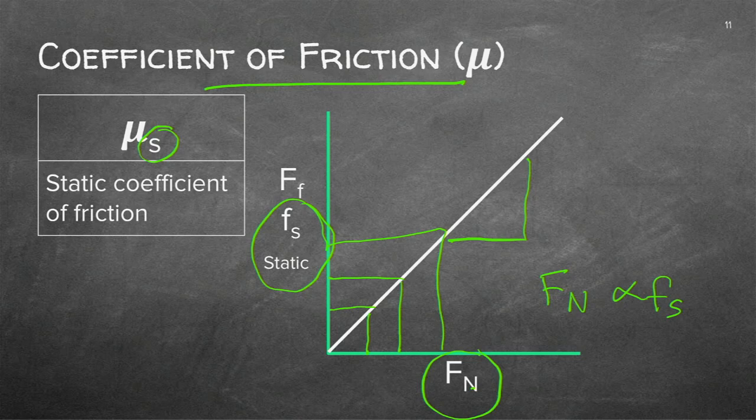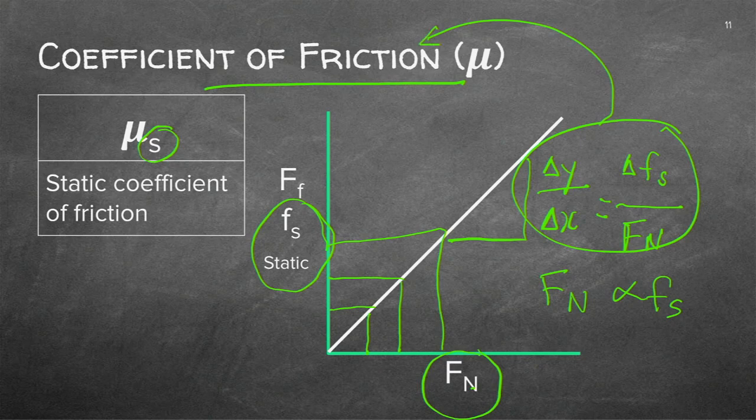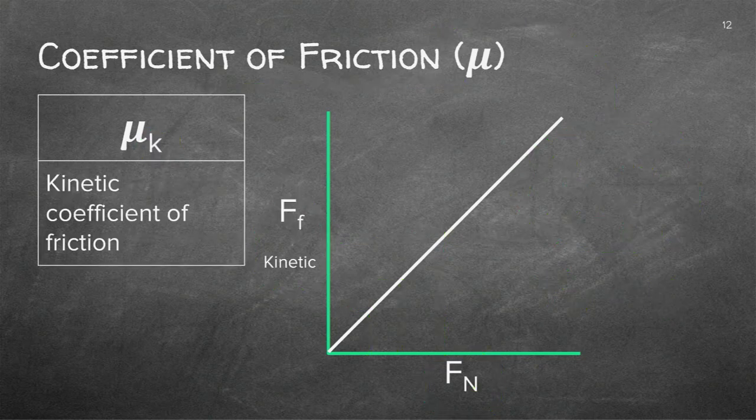So how do we get the gradient? Remember what we did with graphs? We said it's the change in the y values over the change in the x values. Now, in this case, it will be the change in the frictional force, static, over the normal. So I can actually work out the coefficient of friction. Exactly the same with kinetic friction. I've got kinetic friction on my y-axis and I've got the normal there. And I can actually calculate the kinetic coefficient with the gradient.